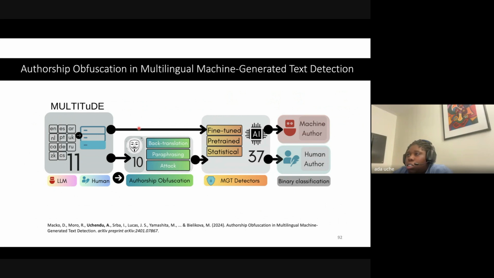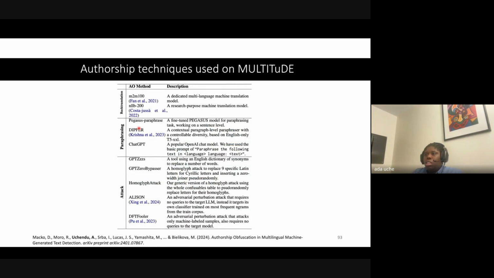So now we look at authorship obfuscation in the multilingual machine-generated benchmark dataset, MULTITuDE, which I talked about. We looked at three different obfuscation techniques: back translation, where you translate from English to Spanish back to English, and that changes the structure of the text, misattributing the author; paraphrasing, which is the most popular obfuscation technique now; and different types of attack. And we evaluated these obfuscated texts with different detectors: fine-tuned, pre-trained, and statistical. Here are the techniques that we used: multilingual models for back translation, and Pegasus and Dipper for paraphrasing. Dipper is the most popular one for paraphrasing now. And we also used different attack techniques.